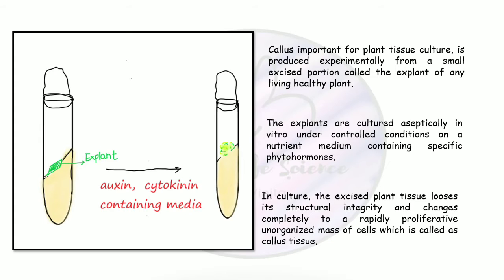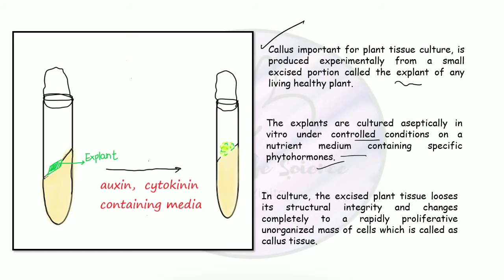In this case, the callus important for plant tissue culture is produced experimentally from a small excised portion called the explant of any living healthy plant. You can take any plant and any part of the plant to induce callus formation. The explants are cultured aseptically in vitro under controlled conditions, like proper temperature, humidity, and light intensity as well. You will have to use a sterile, proper nutrient media which is fortified with specific phytohormones.